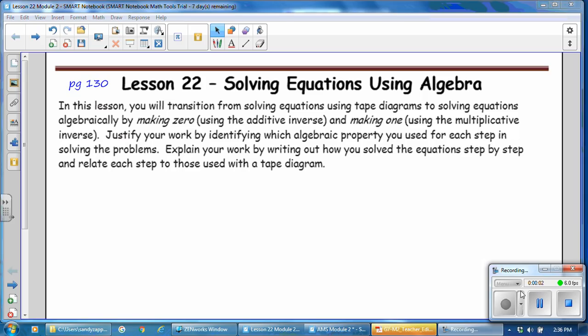This is Mrs. Zappia with Lesson 22, Solving Equations Using Algebra, from Module 2, 7th grade. This is on page 130 in your book.